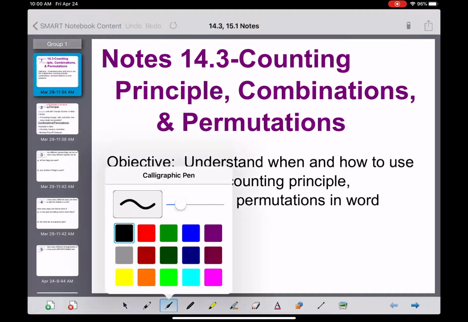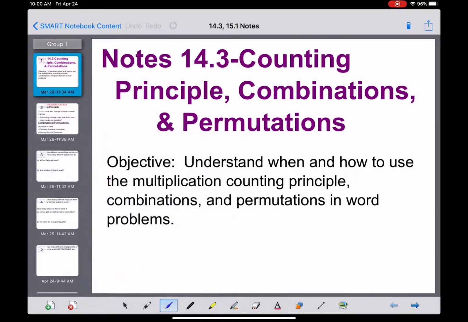Now, to kind of get started, in your IB packet, you actually have many of the formulas, if not all of the formulas that we're going to talk about in this unit. So it might be a good idea to find that IB packet that I gave you with all the formulas. I will tell you that some of them are no longer required for IB.